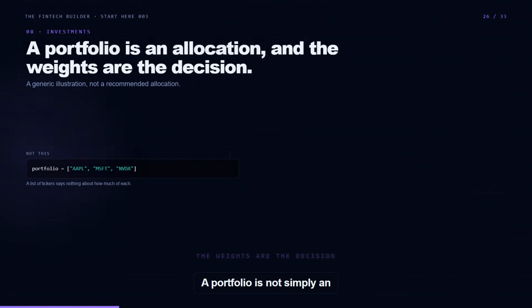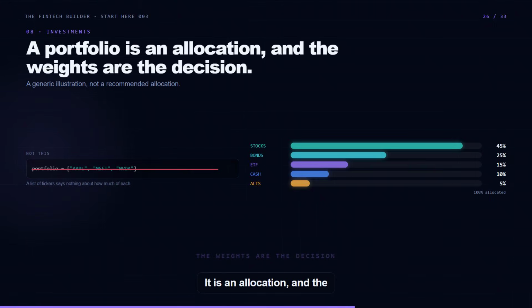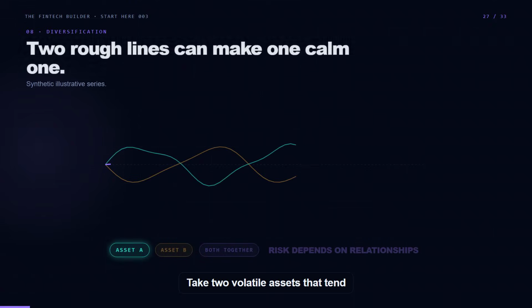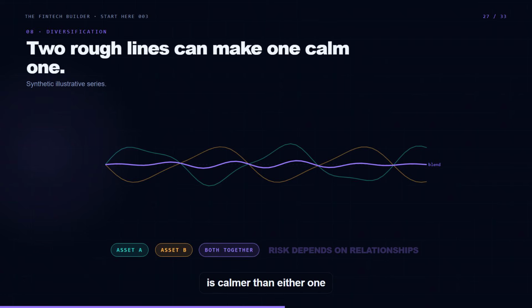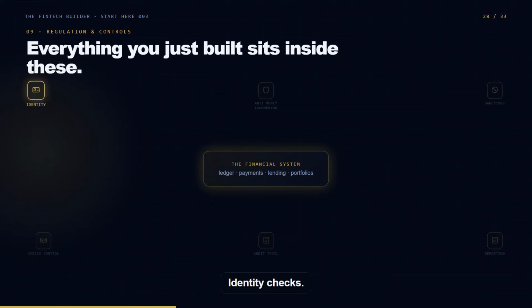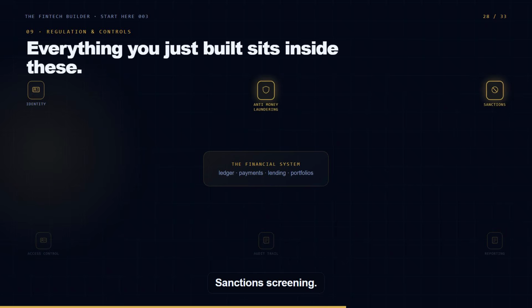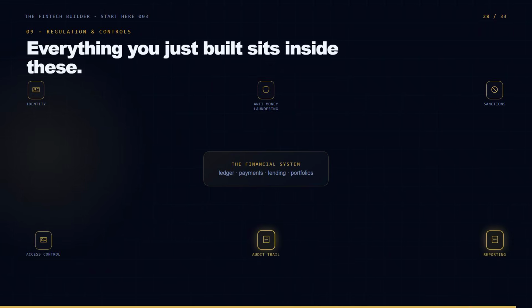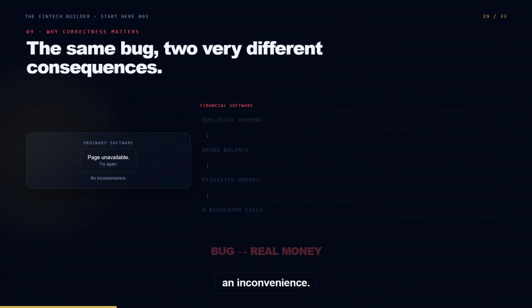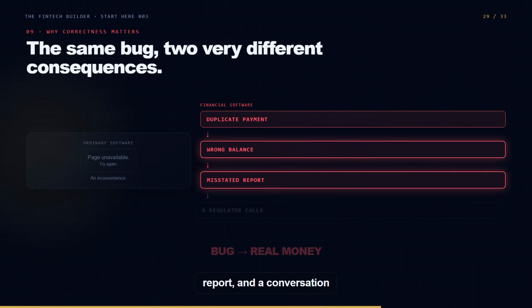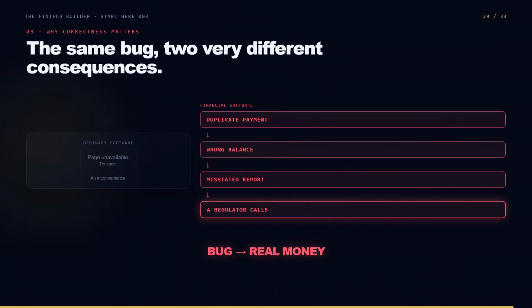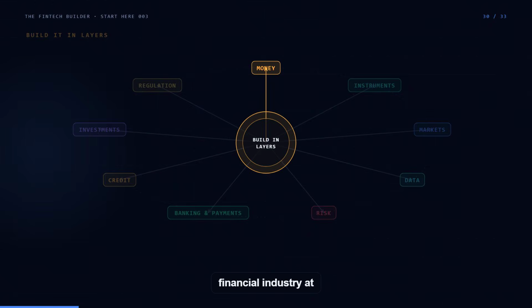A portfolio is not simply an array of stocks. It is an allocation, and the weights are the decision. Take 2 volatile assets that tend to move against each other. Hold both, and the combined line is calmer than either one alone. Risk depends on relationships, not only on individual holdings. And all of it sits inside controls: identity checks, anti money laundering, sanctions screening, access control, audit trails, and reporting. In ordinary software, a bug is an inconvenience. In financial software, a bug is a duplicate payment, a wrong balance, a misstated report, and a conversation with a regulator.